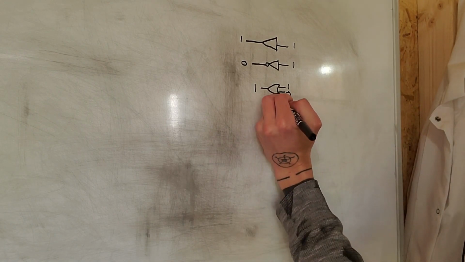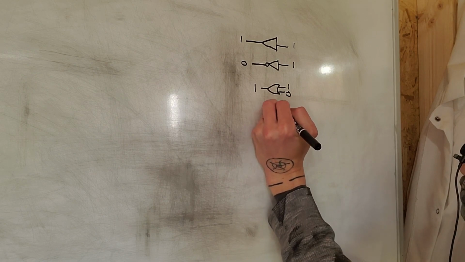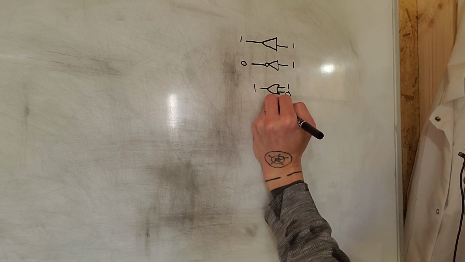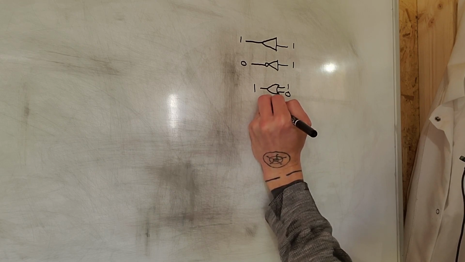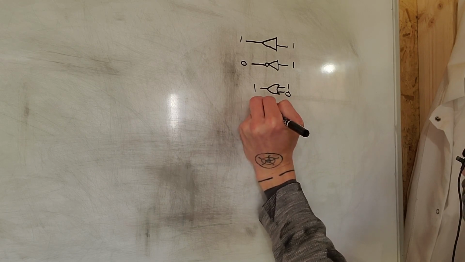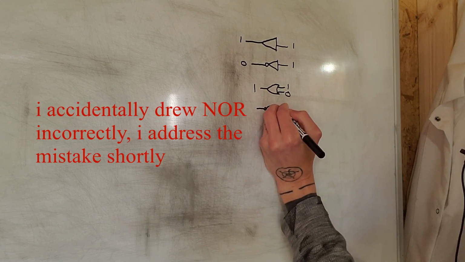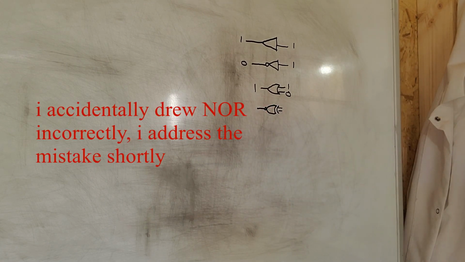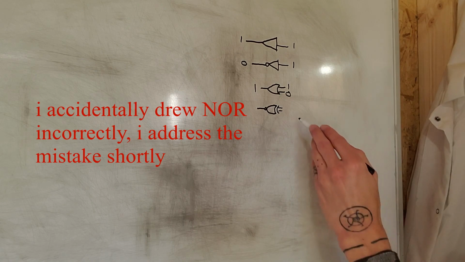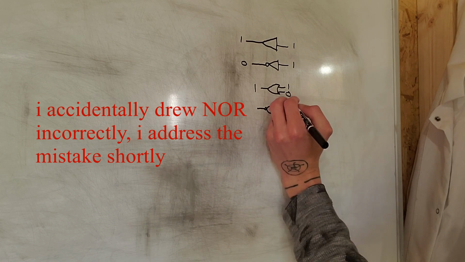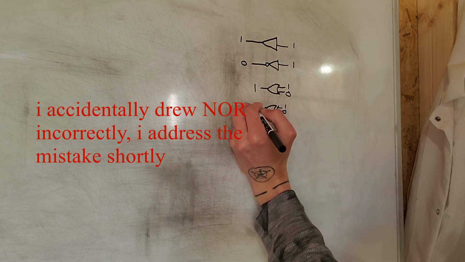And then we have the inverse of the OR gate, which is the NOR gate, which is the opposite. So if any of the inputs are 1, it'll result in a 0. So for example, if it was 1 and 0, this would equal 0.